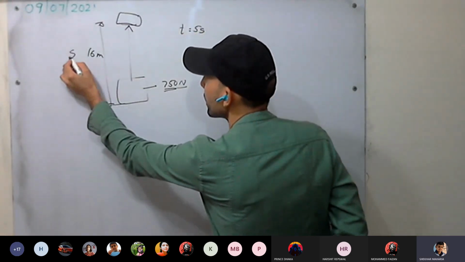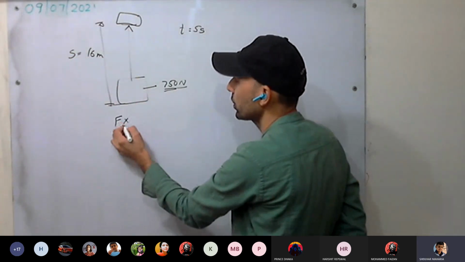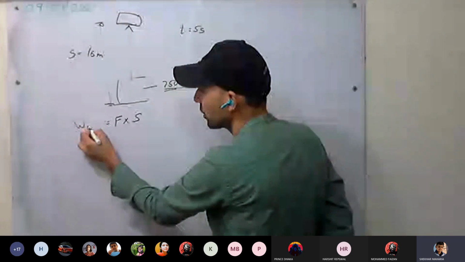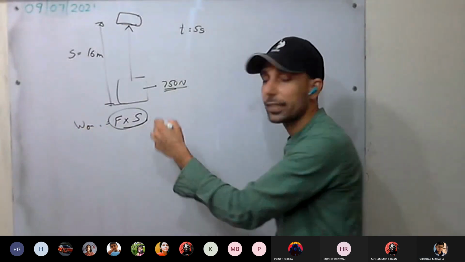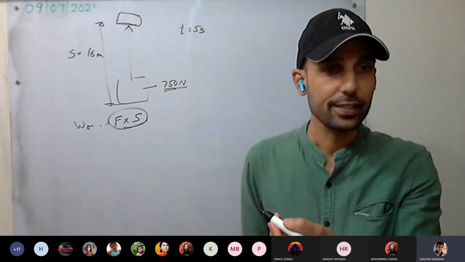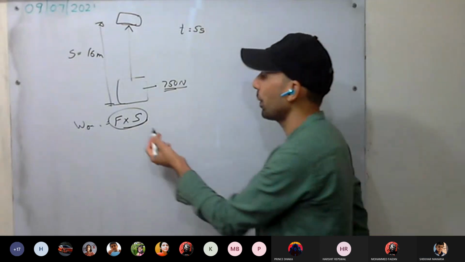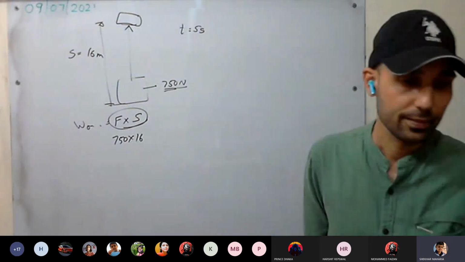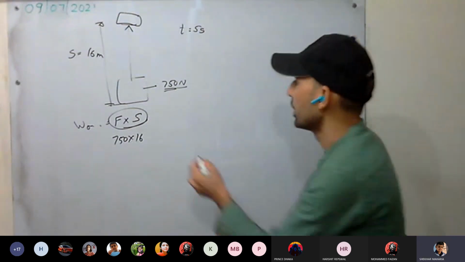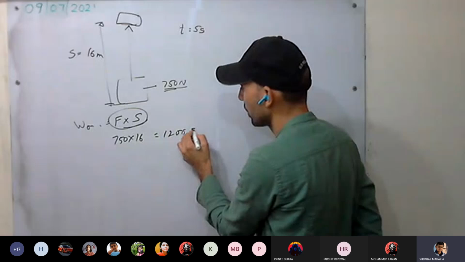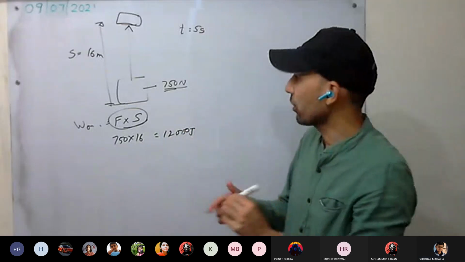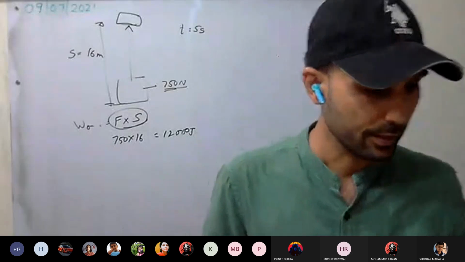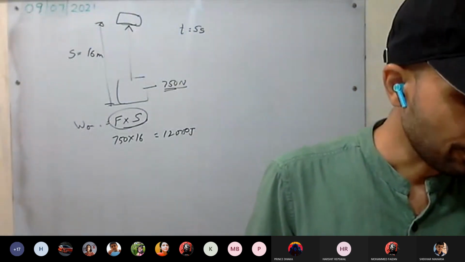Energy spent: work done is force into displacement, and this is equivalent to the amount of energy spent. 750 into 16, so 12,000 joule. It comes out to be 12,000 joule. Whatever work done is here, that is equivalent to the amount of energy spent. Now next, calculate the power of the machine.